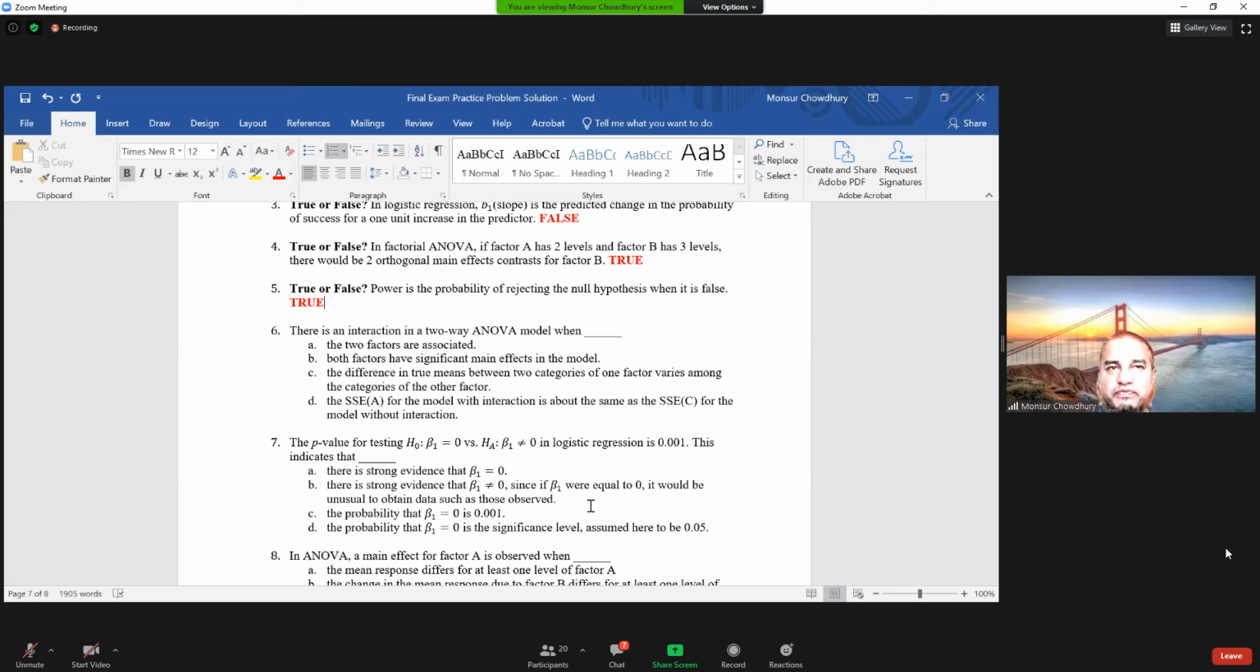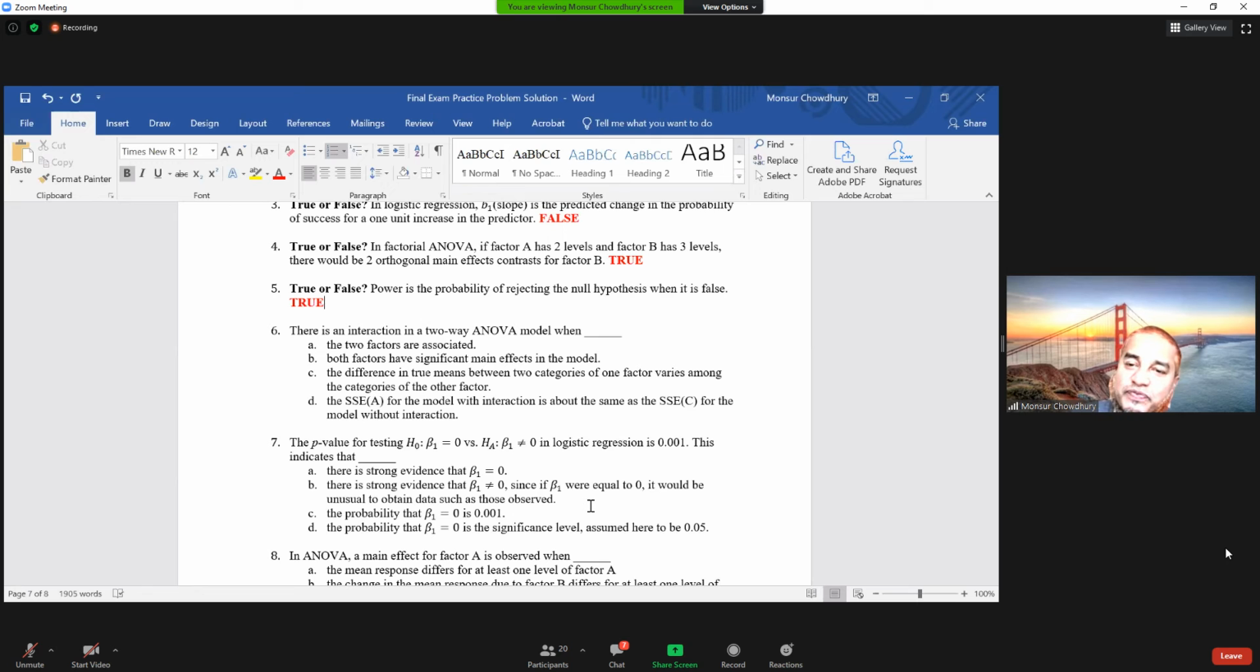Interaction effect means that we see a change in the relationship between the response and one of the predictors, which depends on the levels of the other predictors. So this is called the interaction effect. Here, what is the change in the response? The difference in the average, or the true means, of the two categories of one factor depends on the levels of the other factors. So this is what the interaction effect is.